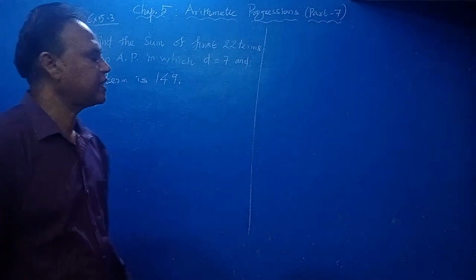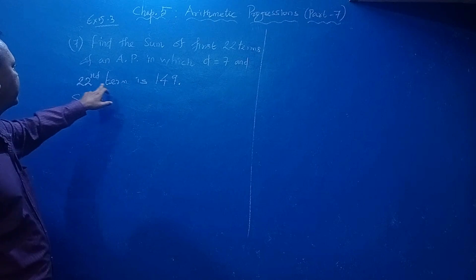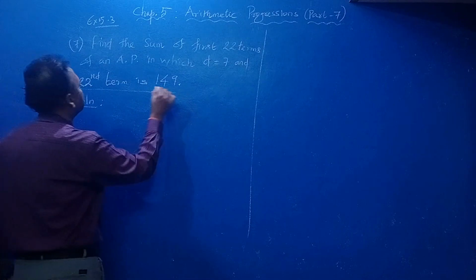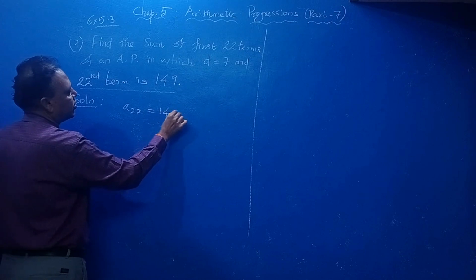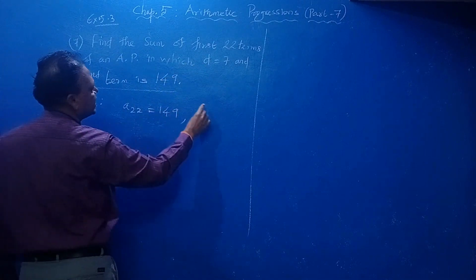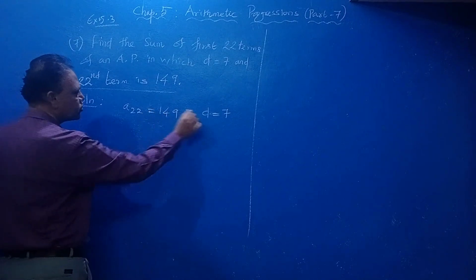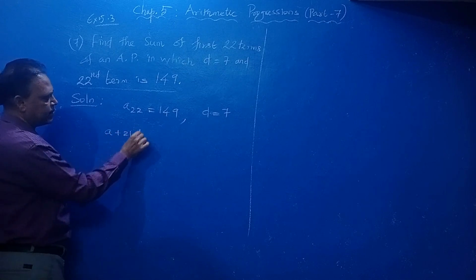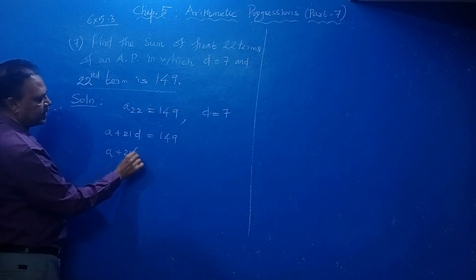Okay. Next we will see the seventh problem. Find the sum of the first 22 terms of an AP in which D is given, and the 22nd term is given. What is the meaning of the 22nd term? A22 is equal to 149. Next, what is given? D equal to 7. So first use these two. A22 is nothing but A plus 21D. So now use this 7, and you can find out A easily. Right?